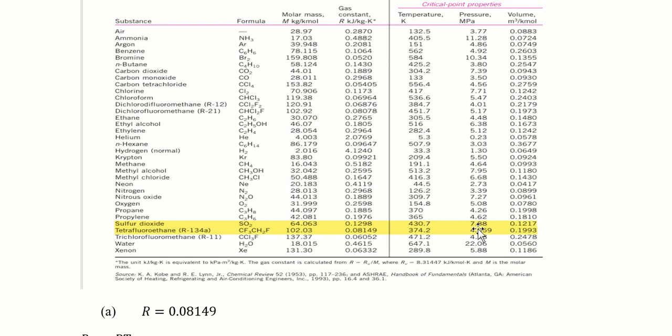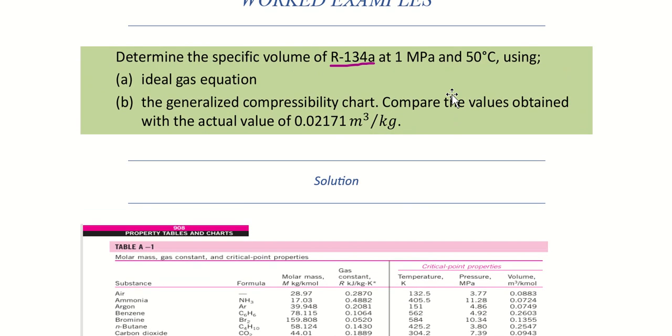That's 374.2, 4.059, and 0.1993: the temperature, the pressure and the specific volume. These are the critical point properties. So what else would you want to notice? Just like any approach to any question, whenever there are given quantities, you just bring them out. And yeah, part A tells us to use the ideal gas equation.